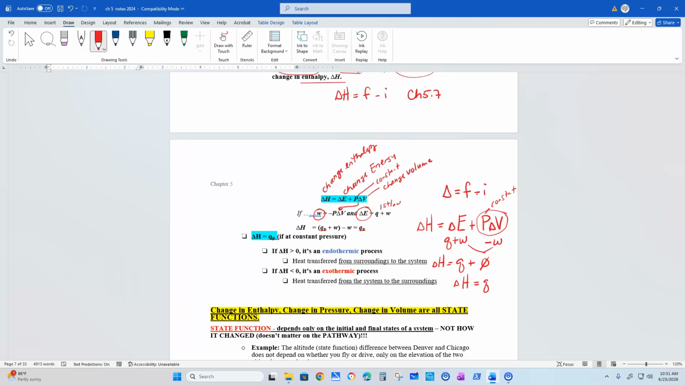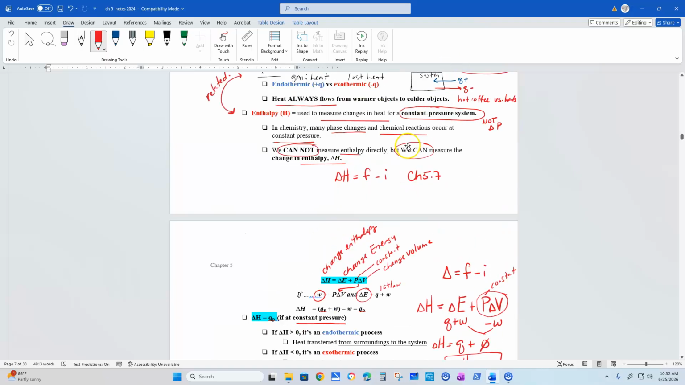So notice I didn't have to know anything about a pressure value. I didn't need to know anything about volume values. I just know that P delta V equals negative W. And then you get a very simple equation called delta H equals Q. Now, we put this little P right next to it to signify constant pressure.